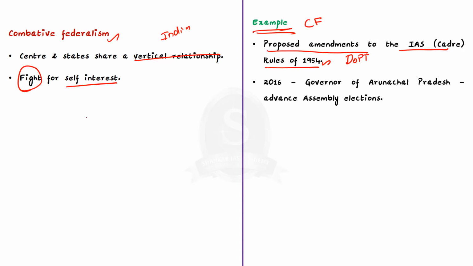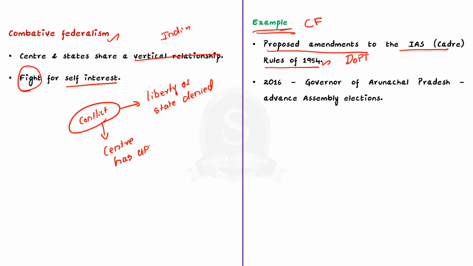This has triggered a conflict between the center and the states. Why? Because firstly, this will take away the liberty of the states to deny consent for handing over civil servants for central deputation. Secondly, even if there was a difference between the center and the states, the center's decision will have to be accepted by the states within a specified time period. This proposed amendment was rejected by Tamil Nadu, Kerala, West Bengal, Jharkhand, Rajasthan, Chhattisgarh and Telangana. So basically all the states where the ruling party is not in power.